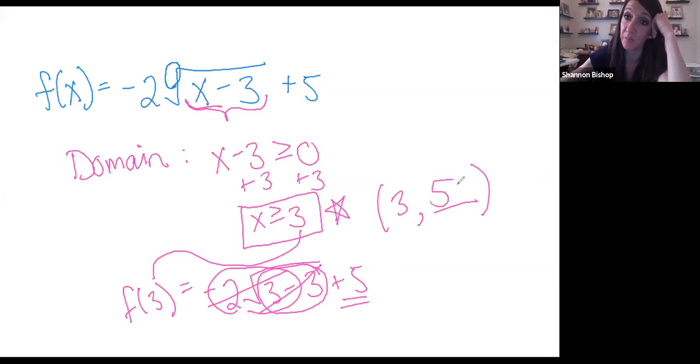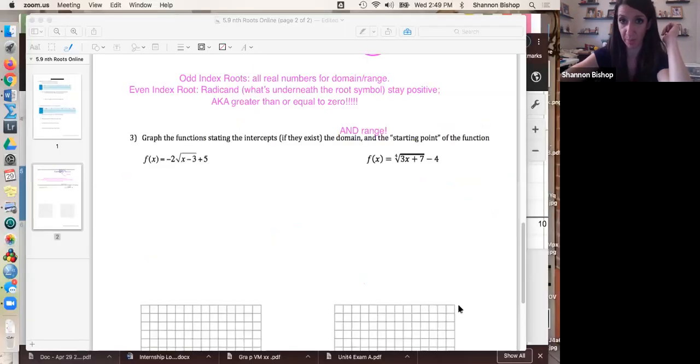Ta-da! 5. Once again, you can plug this into a calculator, type it all in, and you'll see for yourself, yes, the answer is 5. But if you think about it, it's always going to be whatever that leftover number is, because everything else just gets zeroed out from your domain. Okay, so the starting point is at (3, 5). So we know that the domain is everything above 3.